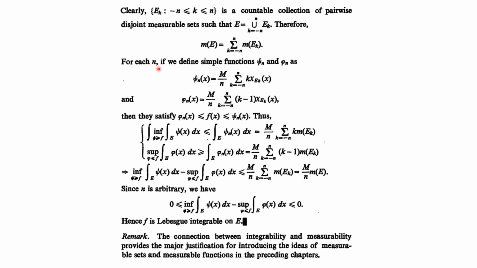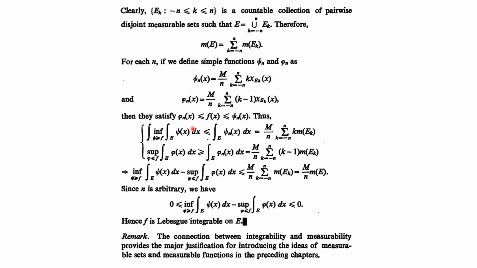For each n, we define simple functions psi n and phi n as this. Now how to define psi n and phi n? We have to define phi n and psi n in such a way that it satisfies this condition. Right? Now just see from the previous slide.